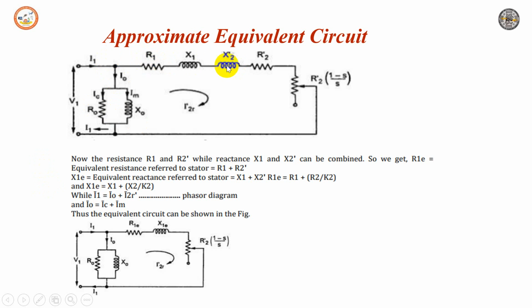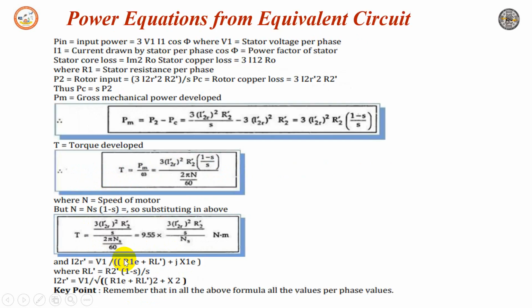The resistances R1 and R2 dash can be considered as R1E. X1 plus X2 dash can be considered as X1E. R2 dash into 1 minus S by S is RL dash also. So this is the approximate equivalent circuit of a three-phase induction motor, where I1 is equal to I0 plus I2R dash, where I0 is equal to IC plus IM.